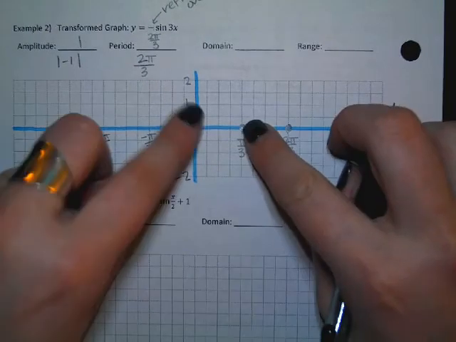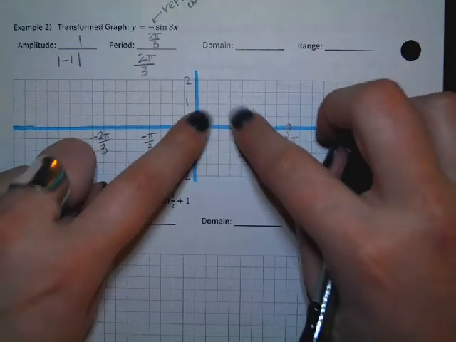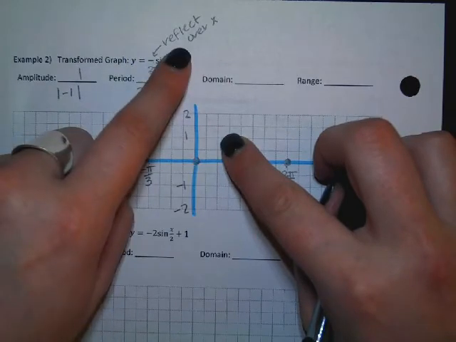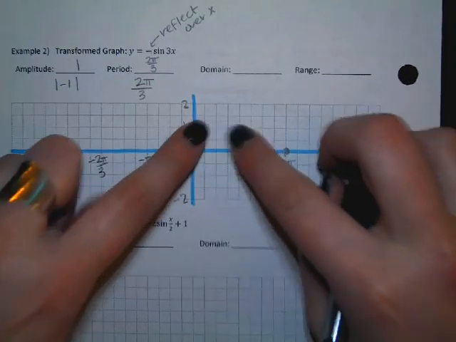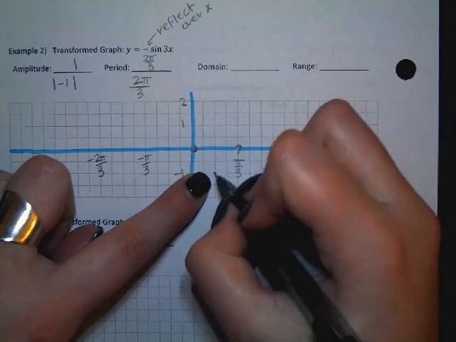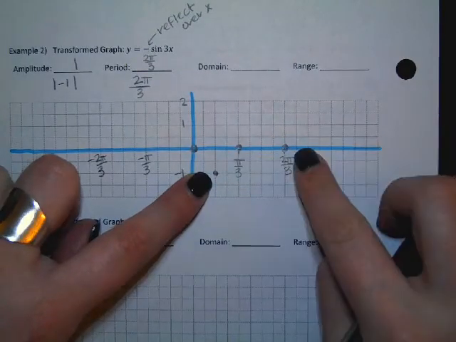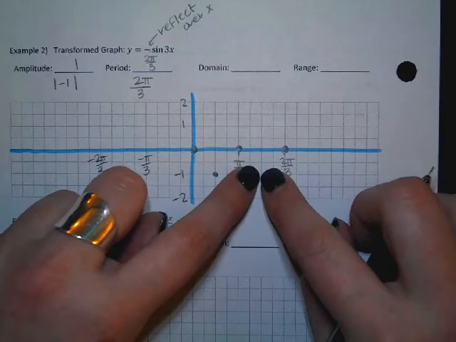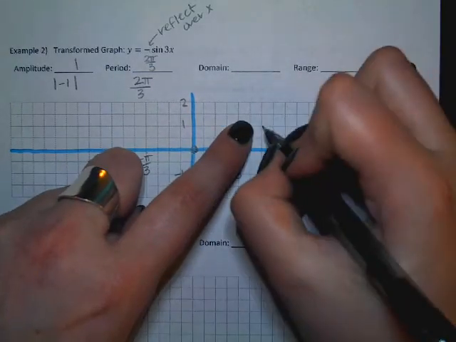And so normally between the first 2 points we would bounce up to 1, but this graph has been reflected over the x-axis. So instead of bouncing up to 1, we're going to bounce down to -1. And then normally with these 2 points we would go down to -1, but since we've been reflected, we're actually going to go up to 1 instead.